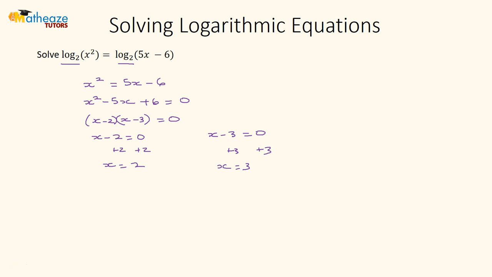Now what we're going to try to do is see if we can plug these into either of the sides. So x equal to 2. Let's put that on the left hand side. Log to base 2 of 2 squared is 4. So we have a valid expression there. x equal to 3. Log to base 2 of 9 is valid. So x equal to 2 or 3.